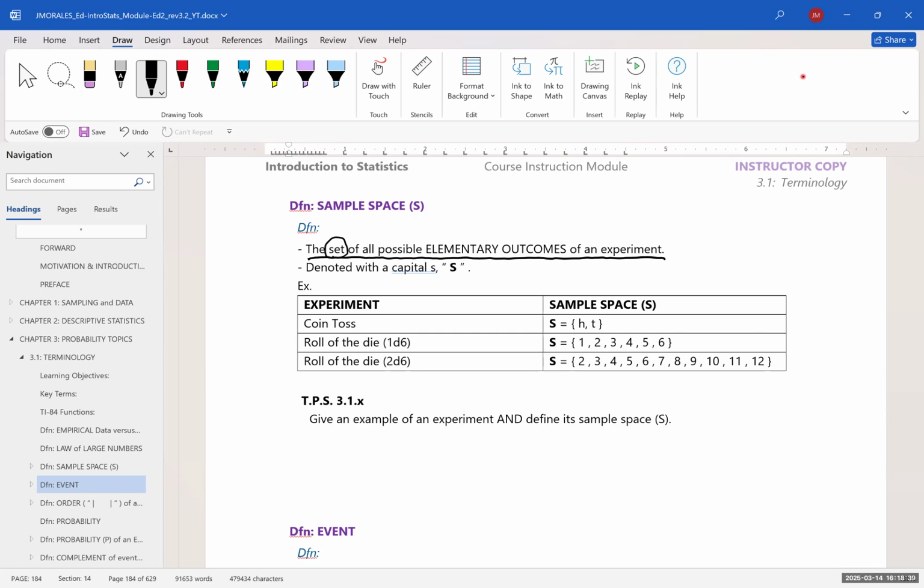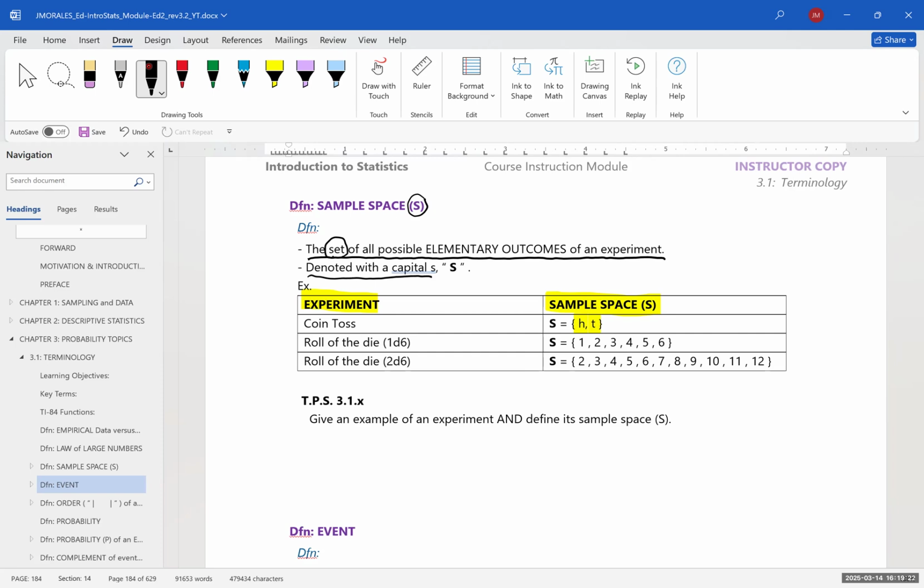A sample space is denoted with a capital letter S, which is what I've annotated here. Here are some examples of experiments and the resulting sample spaces. If we flip a coin as an experiment, what would be all elementary outcomes? Well, we could get a heads or we could get a tails. So our sample space for a coin toss is going to be composed of heads and tails.